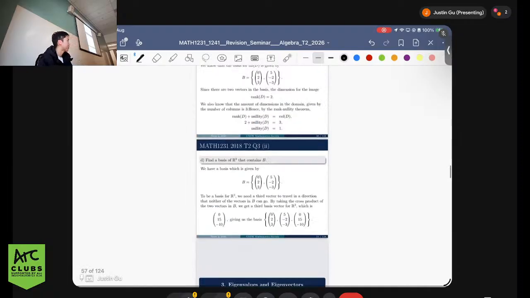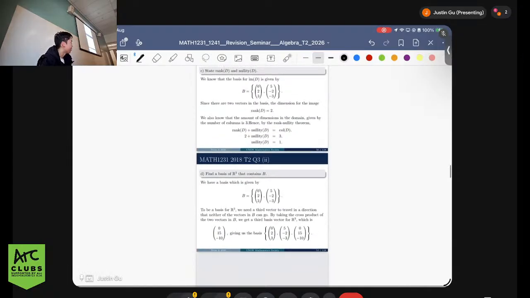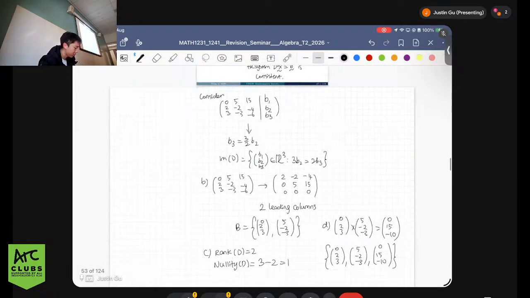Okay, that's pretty much it for linear transformations. Any questions with this question?